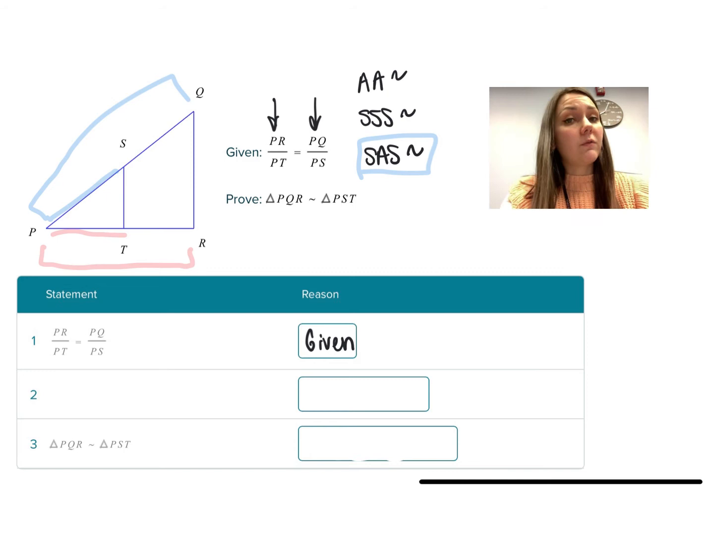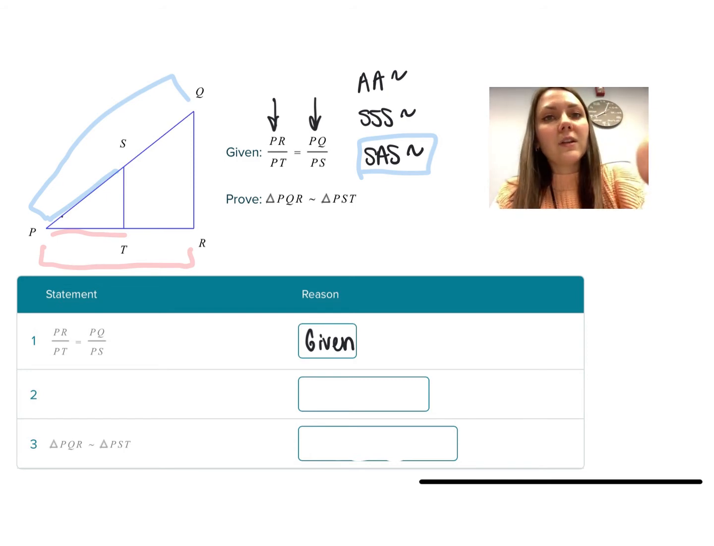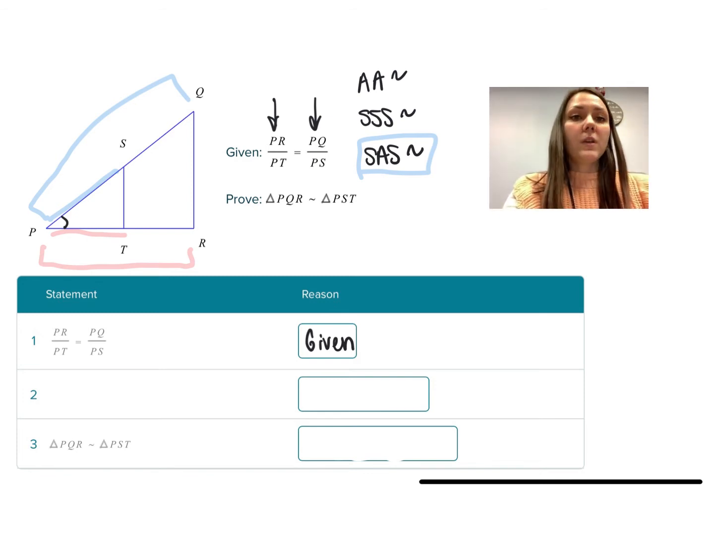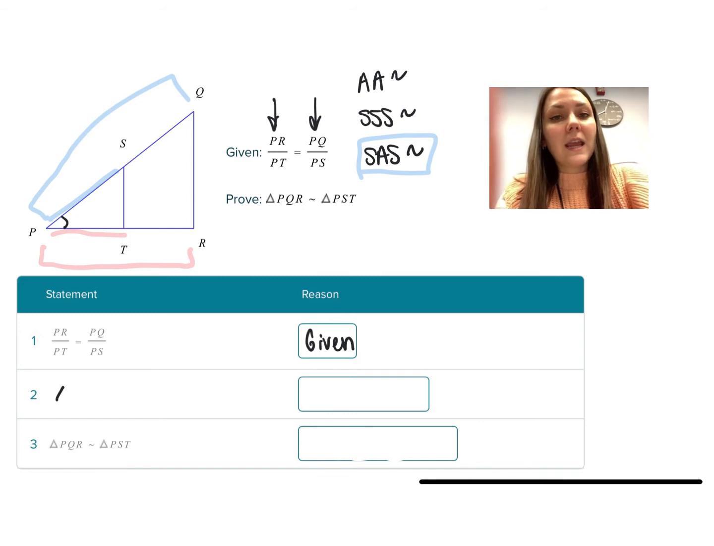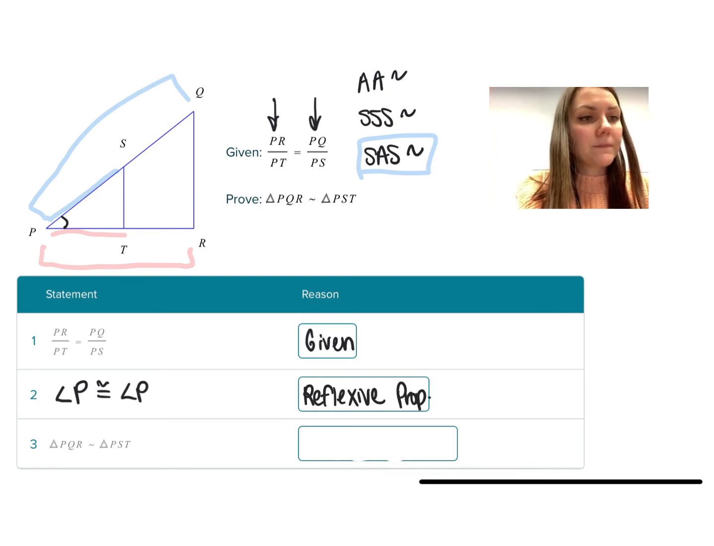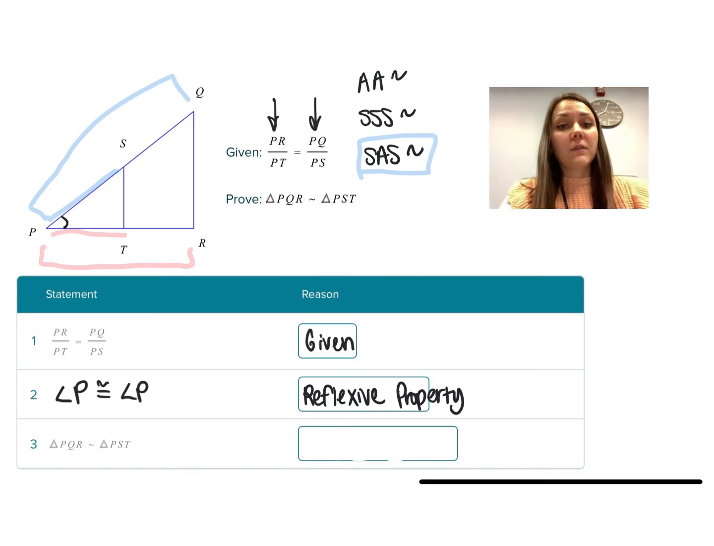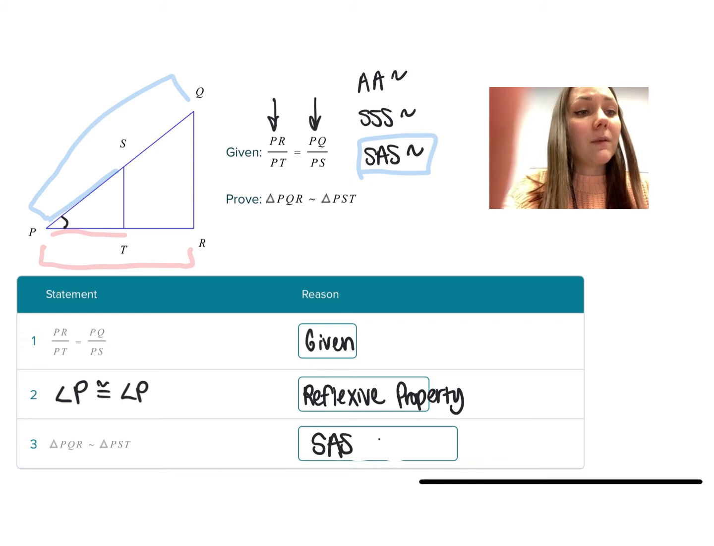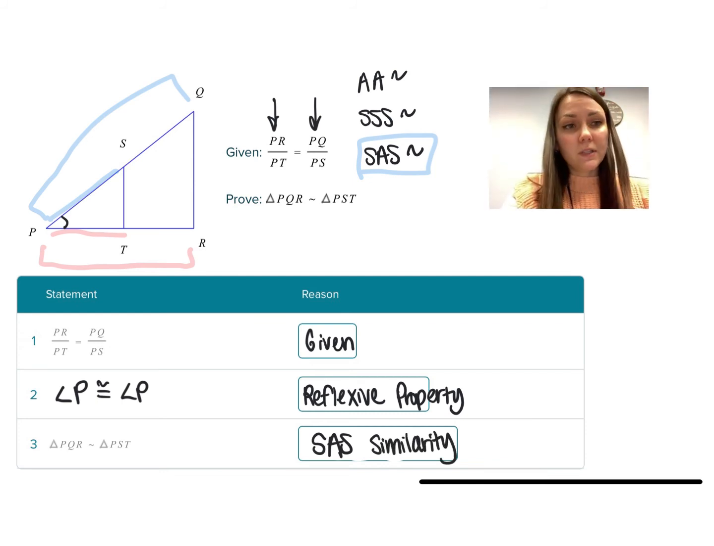So number two, if we're mentioning the angles, I notice angle P is shared in triangles SPT and QPR. So I'm going to go ahead and say angle P is congruent to itself by the reflexive property. And that's enough information to then say the triangles are similar by side-angle-side. Make sure you select the one that says similarity, not congruence.